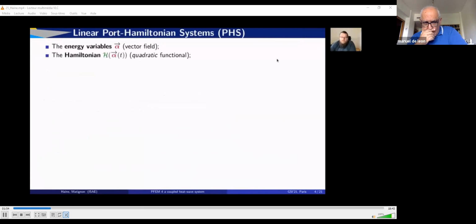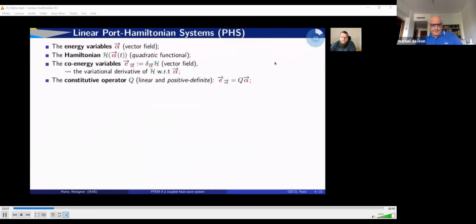We are working in the linear port-Hamiltonian framework, so the Hamiltonian is a quadratic functional of the energy variable alpha. The co-energy variable, as usual, is defined as the variational derivative of H with respect to the energy variable. We have a constitutive operator Q, which is linear and positive definite, which relates the co-energy variables with the energy variables. So the existence of Q is due to the fact that H is quadratic.